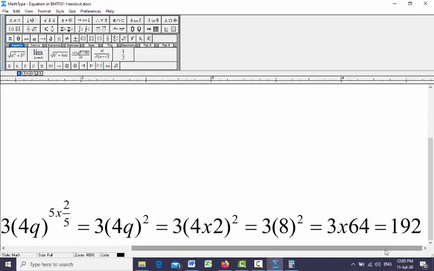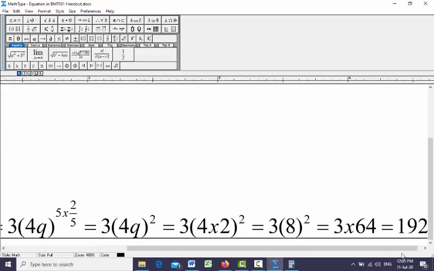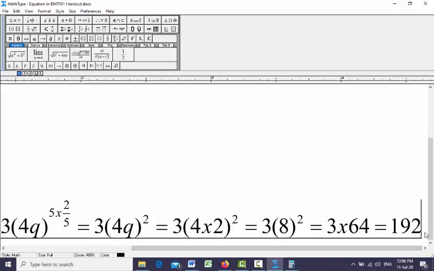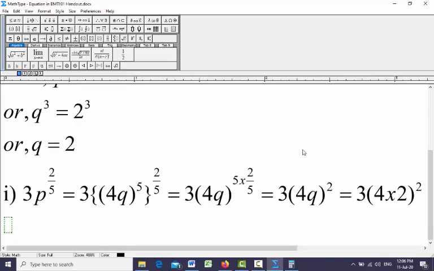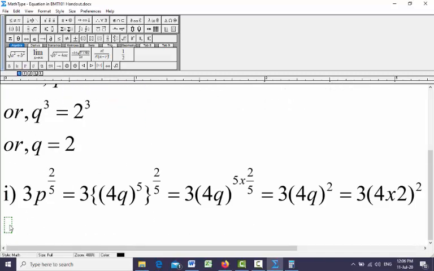So let me check again if I have done the problem correctly or not. P is 4q to the power 5, yes, and this cancels out, so we have 4q square. The value of q is 2, right? Okay, so 8 square is 64, yes, 192 is correct, absolutely correct. So you should always revise it this way, because you may make a mistake. Now we will solve this one.